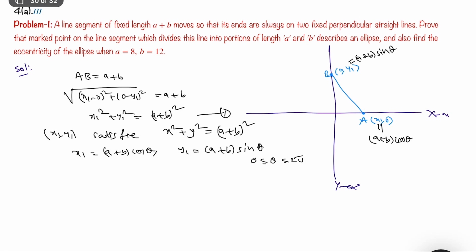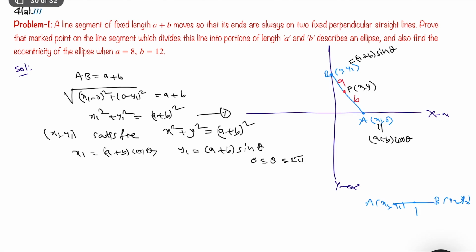Now let us mark a point on this line segment AB which divides it into two portions of length a and b. So let us say this length is A, this length is B. Now let's say this point is P(x, y). Here (x, y) is a point which divides AB in these two A ratio. Okay. So we should know one thing: if A is (x1, y1), B is (x2, y2).